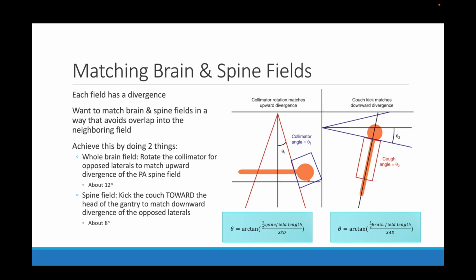And the mnemonic to kind of remember that difference is think of hugging a child close to you and pushing an adult away from you. So when children are sweet, they're very cute, you pull them close to you in a hug. So the couch kick is toward the head of the gantry. Adults, not so nice, we push them away, so the couch kick is away from the head of the gantry. And that's the simple mnemonic. But just remember for CSI, when we do that couch kick, it's toward the head of the gantry.